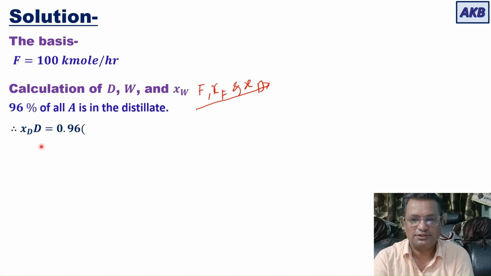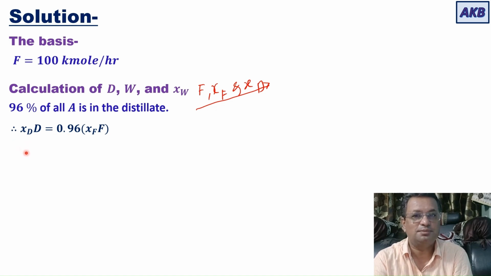You will represent it like this: XD into D. XD into D, that is fraction of distillate into total distillate, gives fraction of A in the distillate into total distillate, gives A in the distillate. And this A is 96% of A in the feed. How to get A in the feed? Fraction of A in the feed, that is XF, into total feed, that is F. 96% of this is in the distillate.